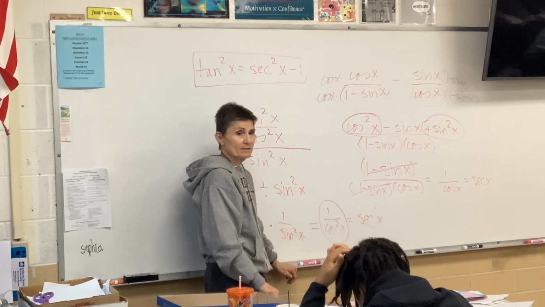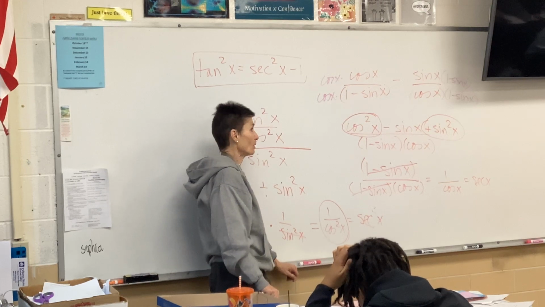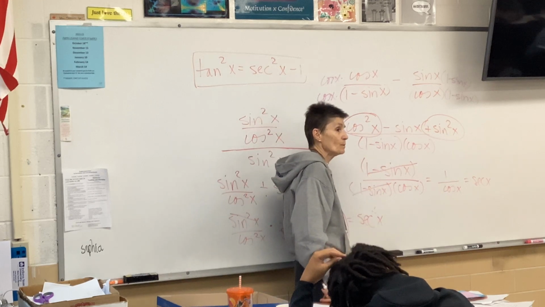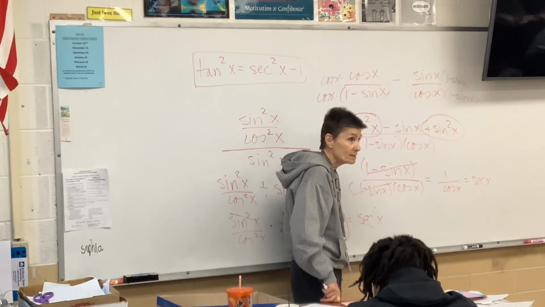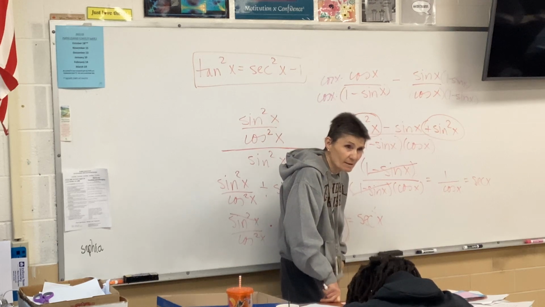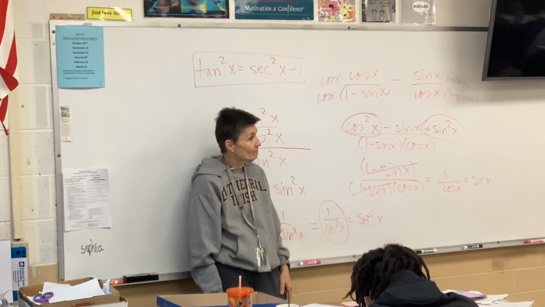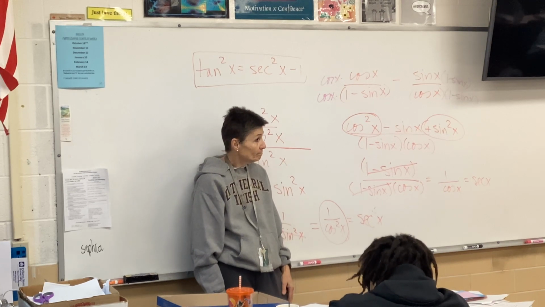Getting started is the hardest part. So let's go back clear to the beginning. How did we get started? We saw we had 2 fractions being subtracted. So we did what we do when we subtract fractions. We got a common denominator. Okay?